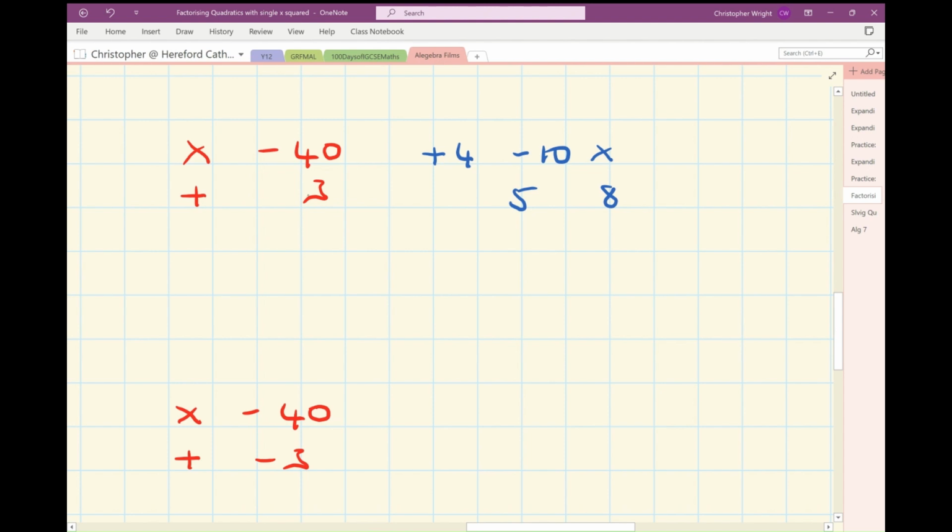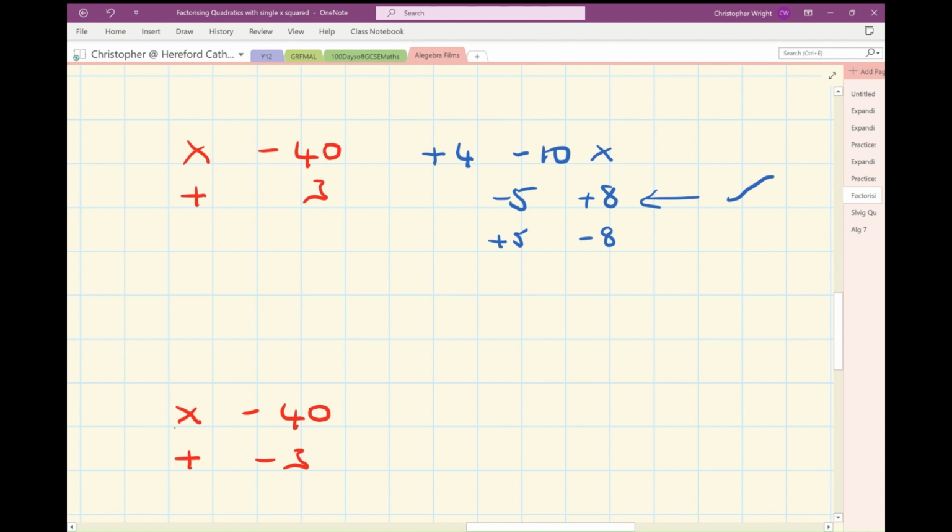Brilliant. Now, I want a total of plus 3. So shall I make the 5 negative and the 8 positive? Or shall I have the 5 positive and the 8 negative? Well, the answer here is going to be the first one, because I want the 8 to outweigh the minus 5 so that I end up with a positive here. So minus 5 and plus 8.